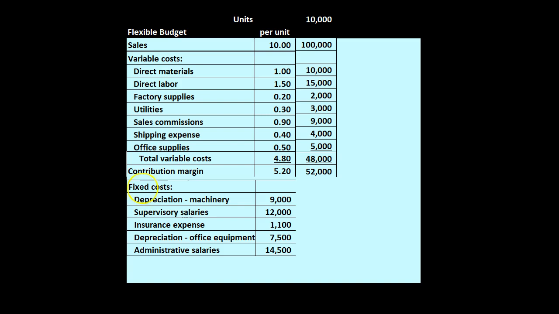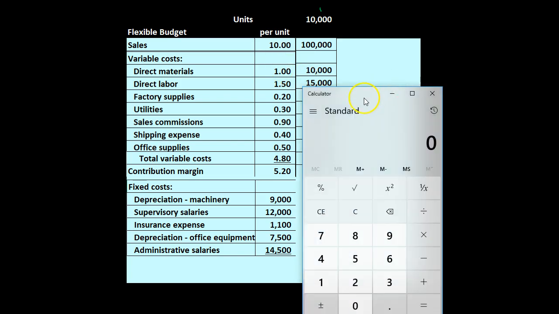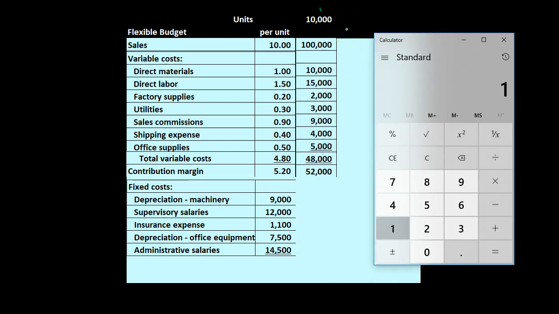And therefore, if we then take a look at different production levels, starting off with the one that we budgeted based on, the 10,000, we can take our sales of 10,000, multiply our sales of $10 per unit times 10,000 units. So $10 times 10,000 gives us the 100,000. Of course, the 1 times the 10,000 gives us 10,000. The 1.5 times 10,000 gives us the 15,000. The 0.2 times the 10,000 gives us the 2,000. The 0.3 times the 10,000 gives us the 3,000, and so on. So you see that it's going to change in relation to the number of units.